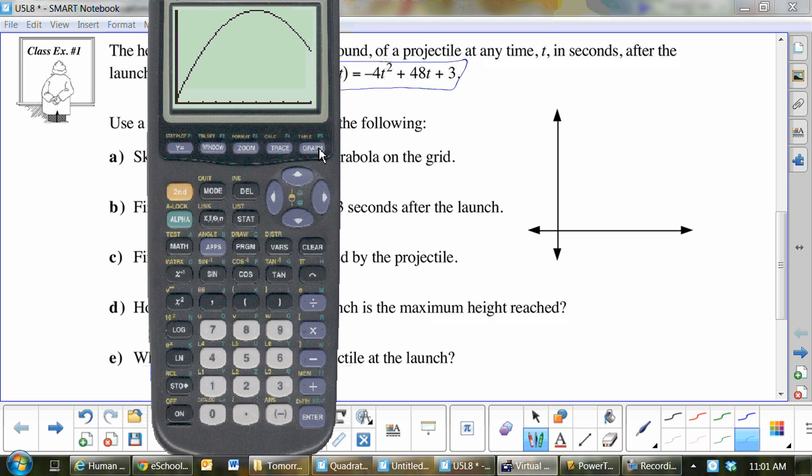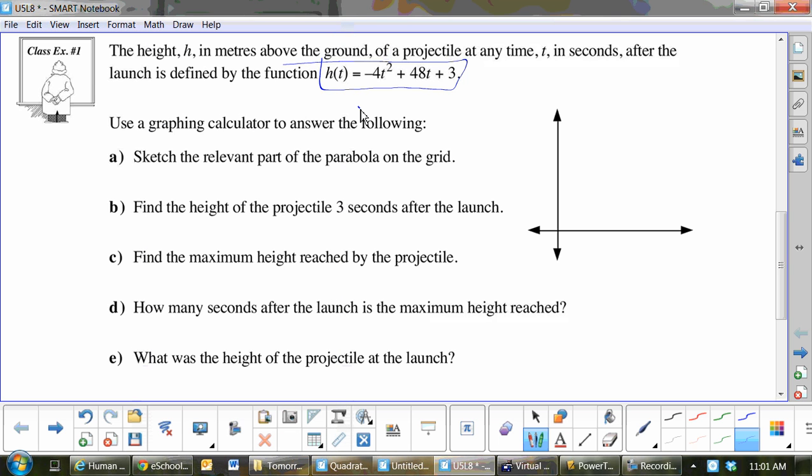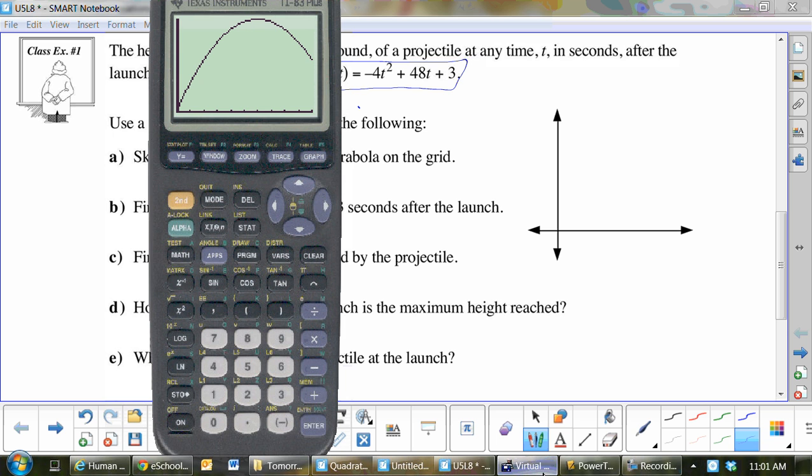Okay, that's looking a little bit more like a projectile. But I'd like to see the entire thing, I'd like to see it fall too, right? So we got to get some more x's. How do we get more x's? We make our x max bigger. Right now it's at 10. So what's a good x? 20? Okay, and you hit graph. Okay, that's better. But just remember, that's 20.